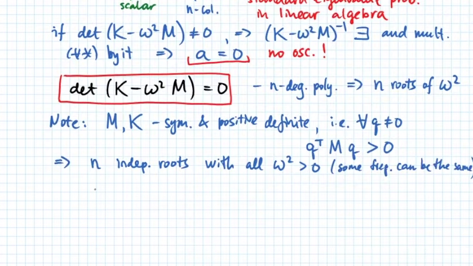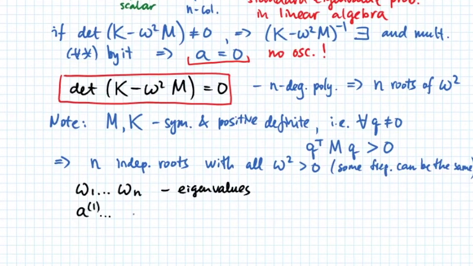Thus, we expect from this standard problem to get roots omega 1, omega 2, all the way to omega n, which will be eigenvalues. And we also expect to get A1, A2, all the way to An, which will be eigenvectors. Here my omegas are scalars and my A's are n-column vectors.